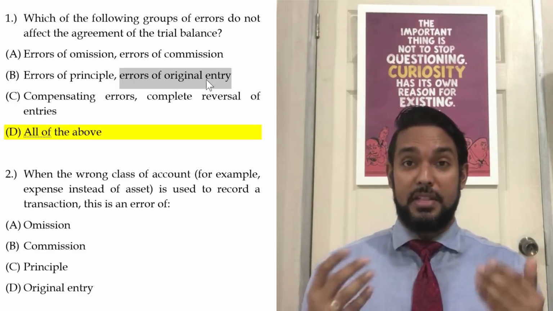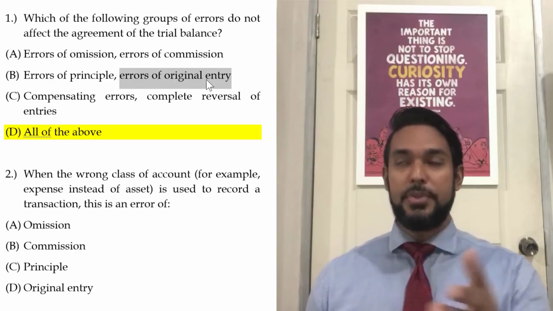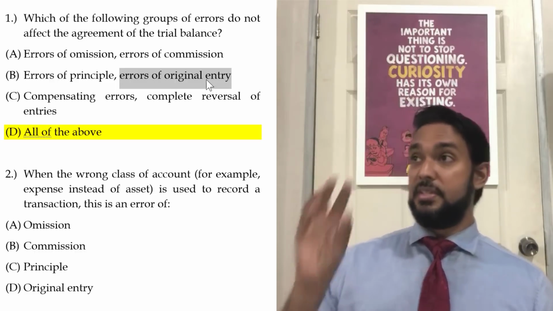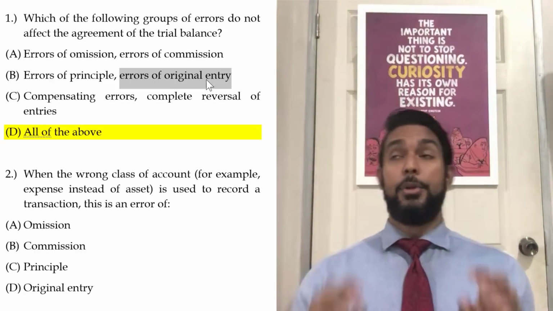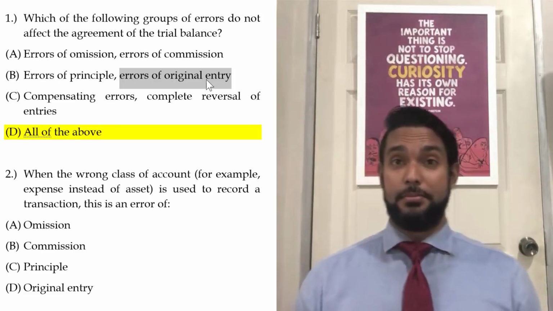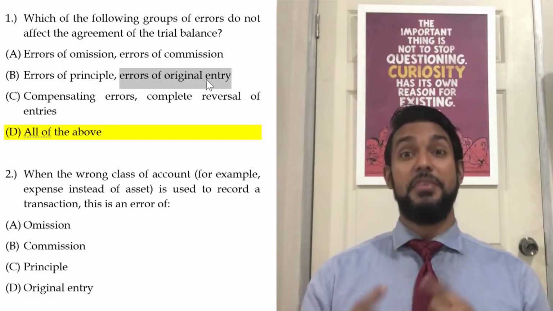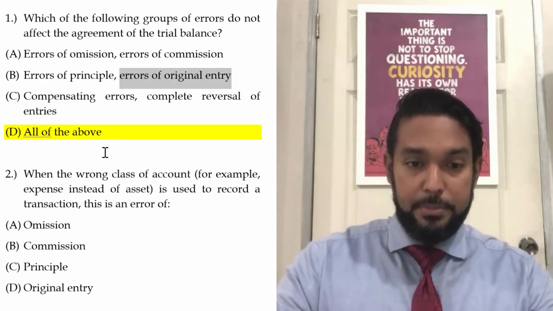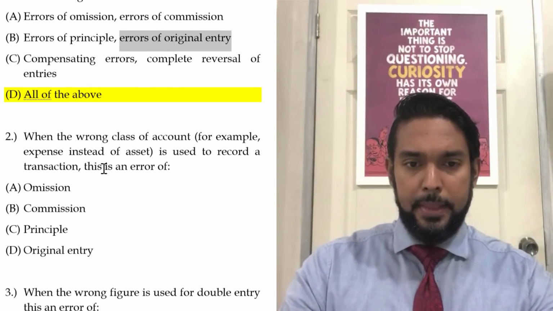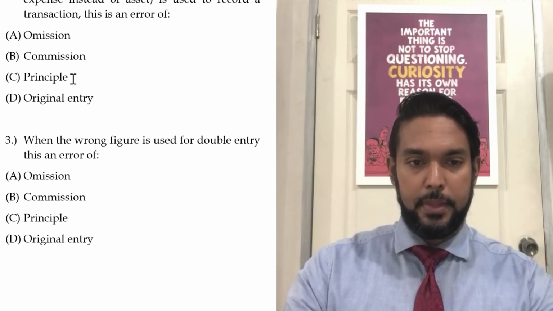reversal. That is where the debit and credits are mixed up. So let's say you were supposed to record a credit sale, which means debit the debtor and credit sales. But you debited sales and credited the debtor. That's a problem. That's a reversal. So all of the above is the answer here. So let's scroll on to number 2.